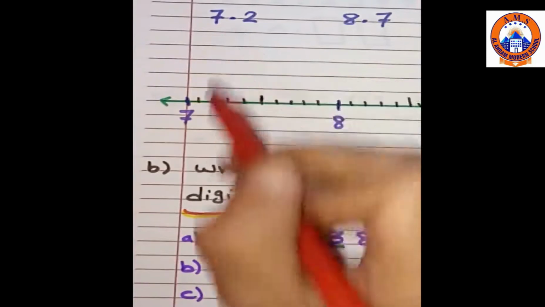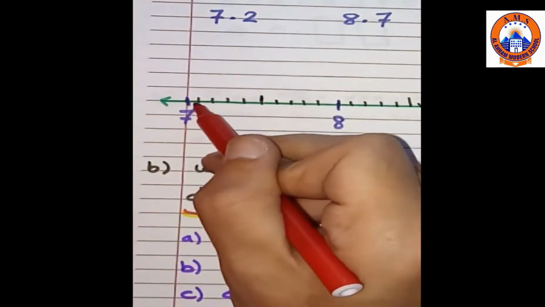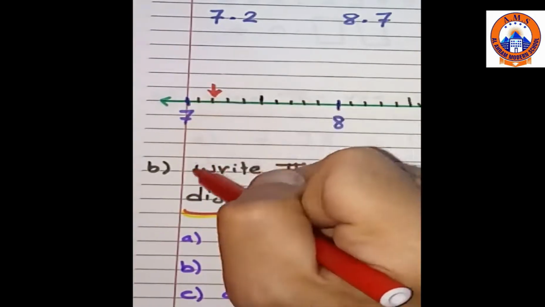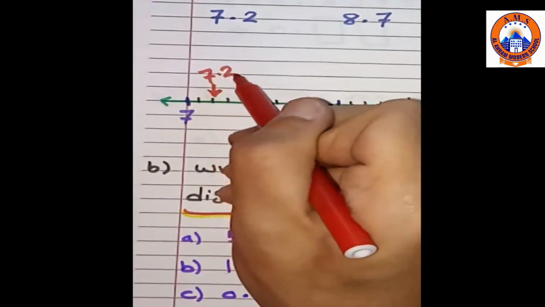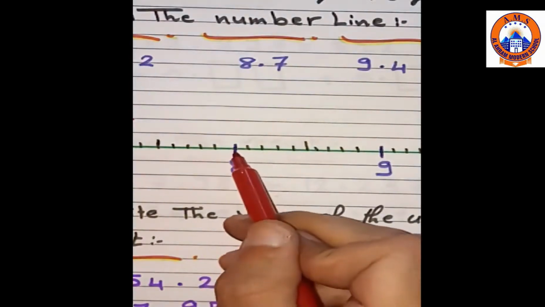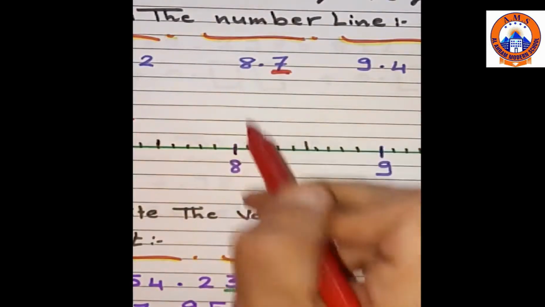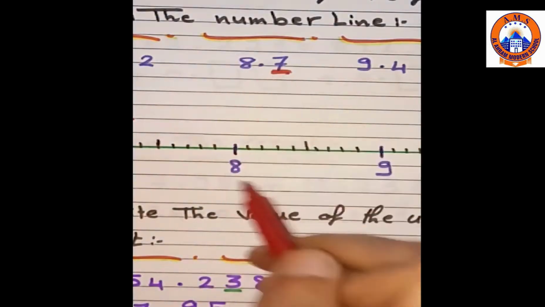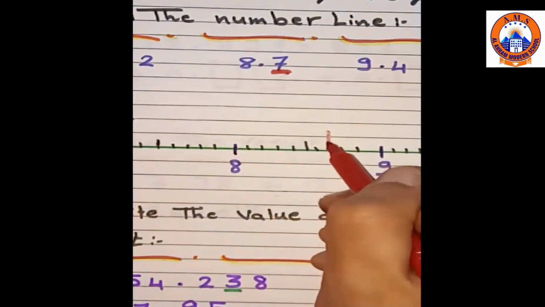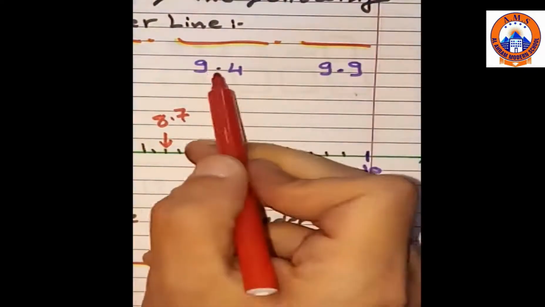So to represent 7.2, here is 7, then I'm gonna go 2 parts or 2 steps. So this is 7.1, 7.2, so 7.2 will be in this part. I'm gonna put here 7.2. The number 8.7, I'm gonna start from 8 and I will go 7 steps. Here is 1, 2, 3, 4, 5, 6, 7. So 8.7 will be here.